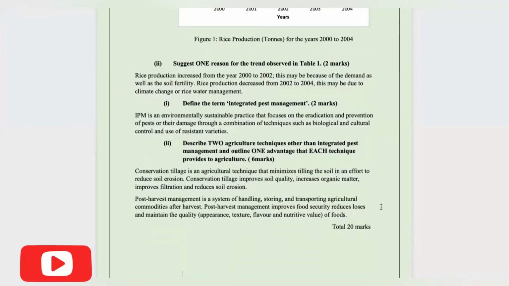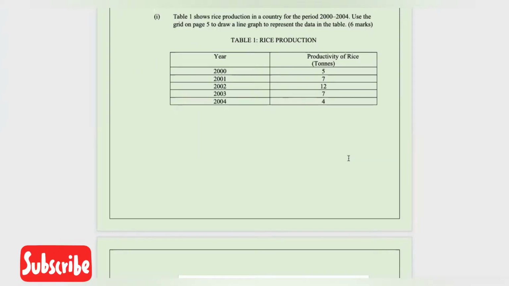Moving on, suggest one reason for the trend observed in Table 1. Looking at the table, we're seeing an increase in the productivity of rice from the years 2000 to 2002. And then after that, rice production declined. Climate change or improper rice water management decreased the productivity of rice.